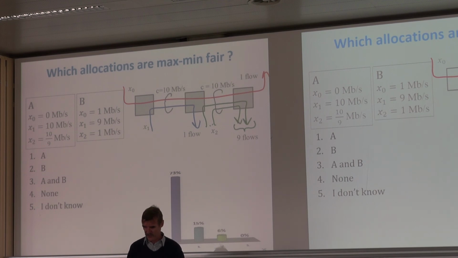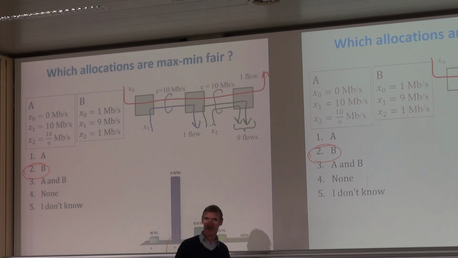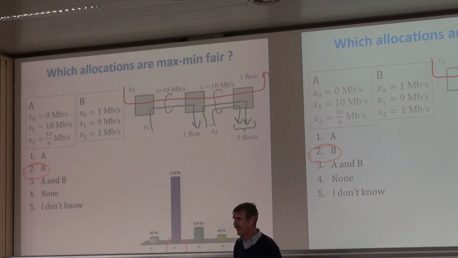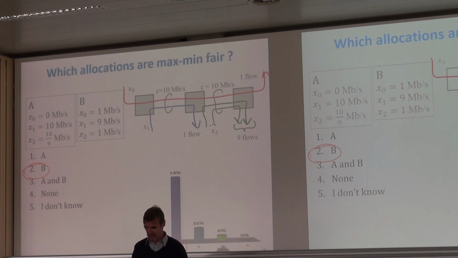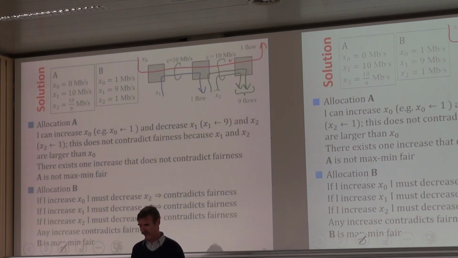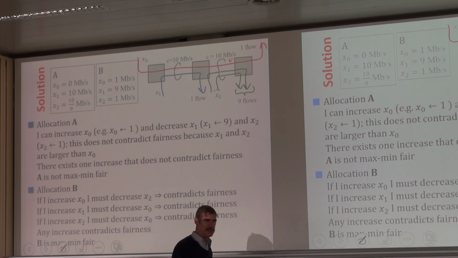And the majority vote is B. Is it an educated answer or a guess? This we will see. But that's the correct answer. Well, I've mentioned orally a few minutes ago that B is max-min fair. And A certainly is not, or otherwise this definition is not operational, because A gives 0 to source 0, so that would be strange if it would be the max-min fair allocation. But let's look at that in detail.